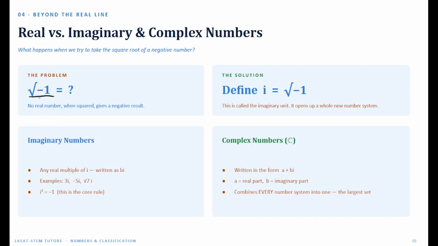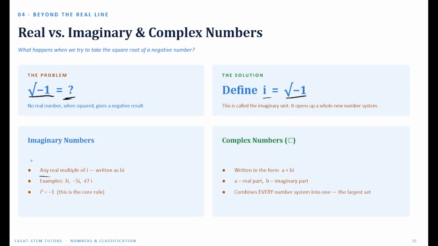So the problem is the root of -1 is unknown. It's not easy to find. The solution to that is that i is equal to the root of -1. We equate the root of -1 to i. This is regarded as the imaginary unit, and it opens up a whole new number system, the complex number system. That is something for another day.